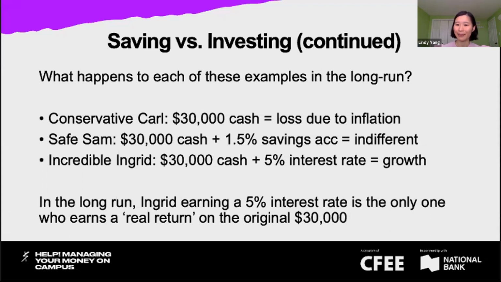Incredible Ingrid decides to put their money in an investment, earning a 5% interest rate. Over the long run, they will grow their original investment, even with inflation included. This is because inflation tends to be around 1% to 3% per year, whereas Ingrid is earning 5% interest each year. Real return refers to the return one earns after adjusting for inflation. In this example, only Ingrid is earning a real return, since the 5% annual interest rate they earn beats out the 1% to 3% inflation rate.